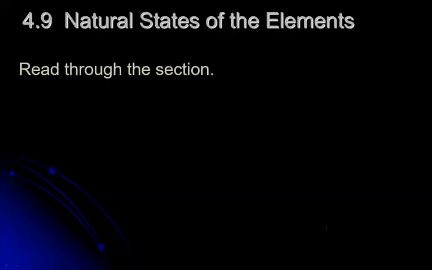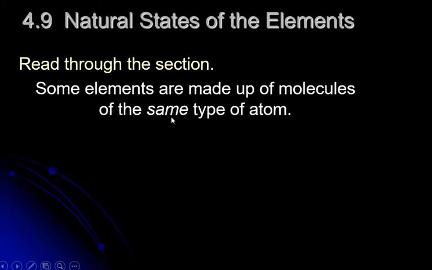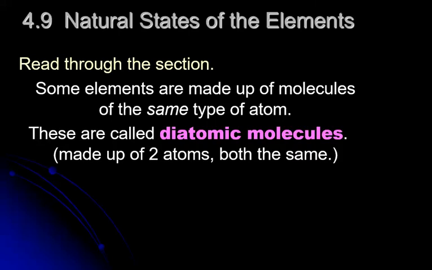In this next section, I'd like you to look over the natural states of the elements and read through that section. There's some good information in there that I'd like you to know. A couple of things we need to talk about from this section is that some elements are made up of molecules. The atoms are the same, but there are two atoms bonded together. We saw this a couple of slides earlier. These elements are called diatomic molecules or diatomic elements. That means it takes two atoms to make up that particular substance. That's how it's found in nature, two of the same atoms bonded together.